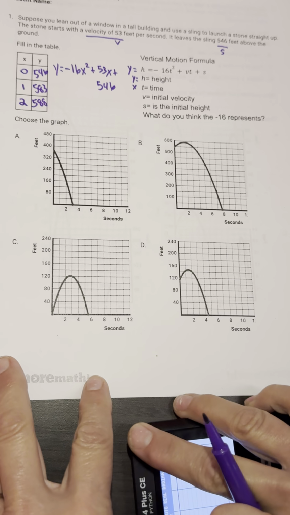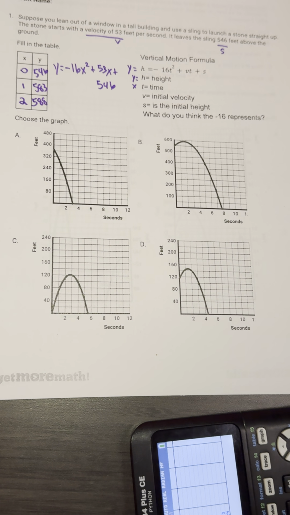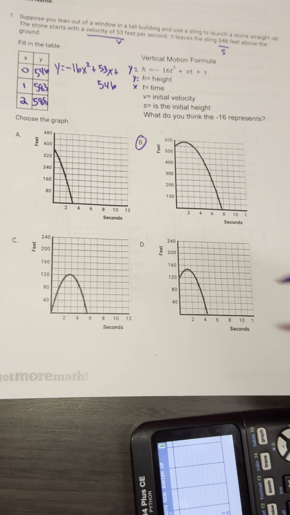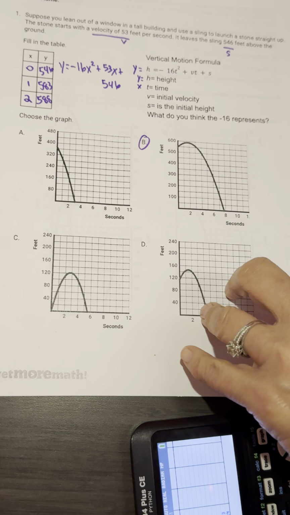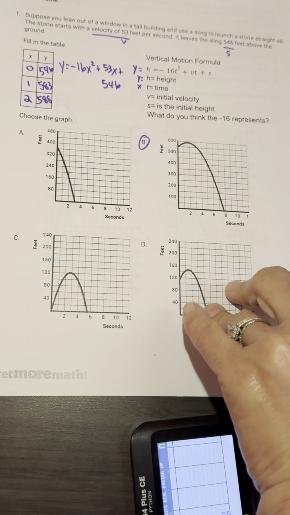Okay, so looking at the graph, which one starts at 546? B. If there were 2 of them, then you would need to look at when it hits the ground between 7 and 8. But there's only 1. Not too bad.